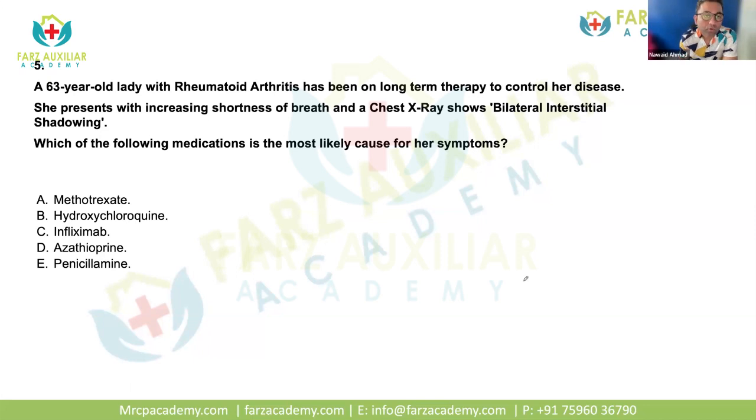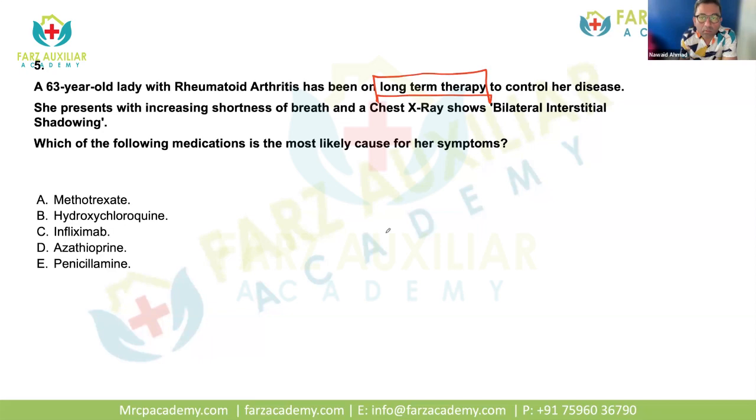So the next question is on connective tissue disease. This is a lady with rheumatoid arthritis, and she has been on long-term therapy to control her disease. Now I'm guessing that this long-term therapy is probably just the DMARDs, the disease-modifying anti-rheumatic drugs. And she presents with increased shortness of breath with a chest X-ray showing bilateral interstitial shadowing. Which of the following medications is the most likely cause of her symptoms?